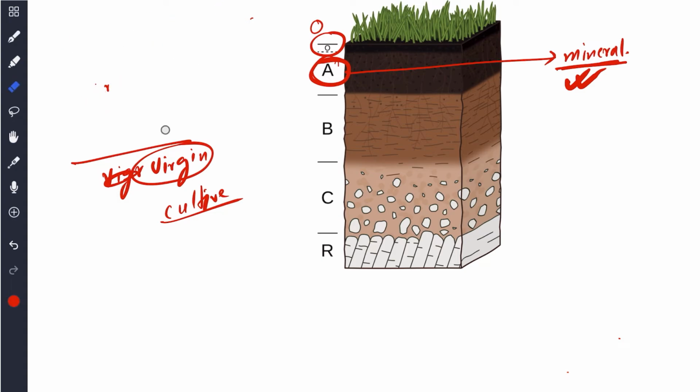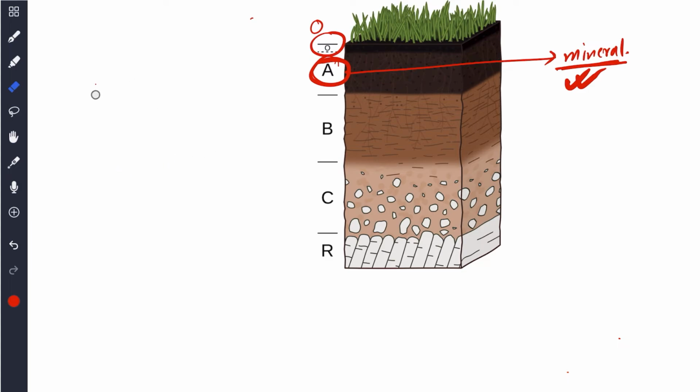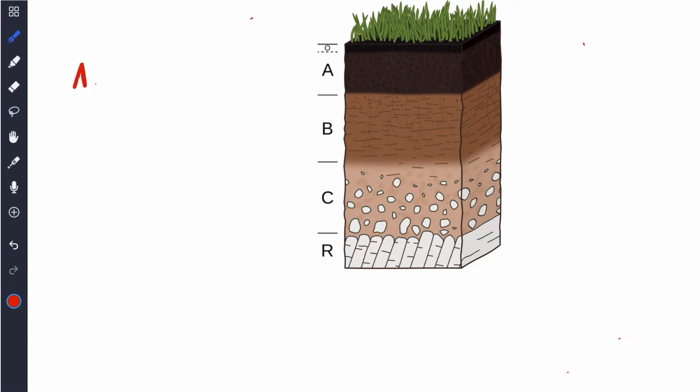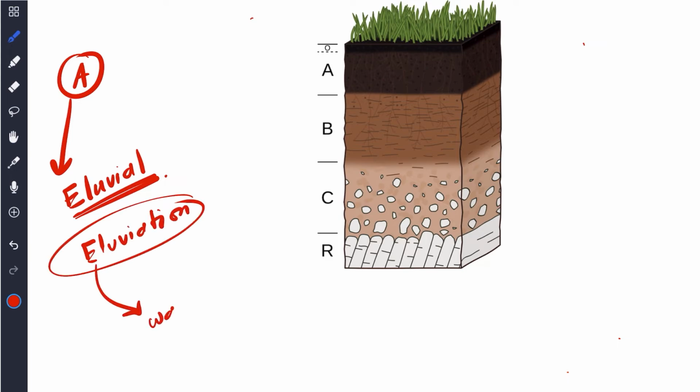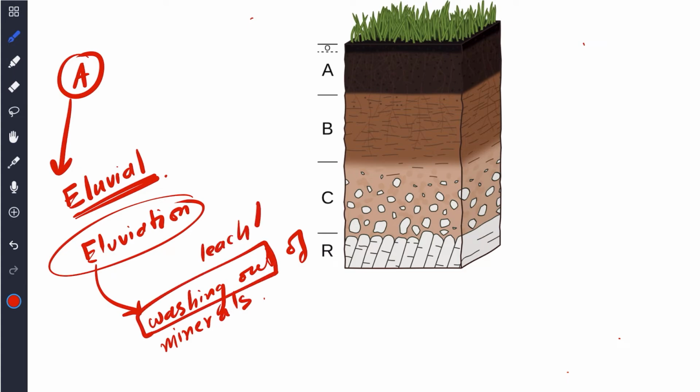Now we'll talk about the A layer. The A layer is basically called the eluvial layer. Now what is eluviation? In the previous video I mentioned what eluviation is. Eluviation means the washing out of minerals. What do we mean by washing out of minerals? Washing out means nothing but leaching, or you can say mobilization.